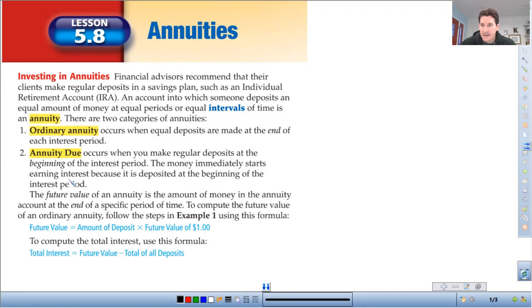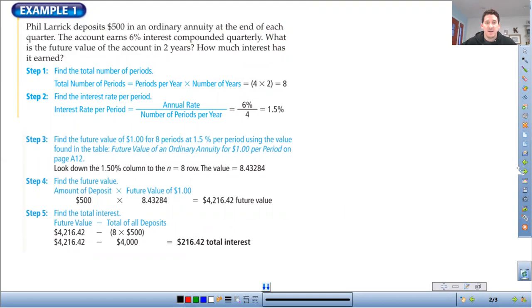It's very similar to compound interest. It's almost the same process to calculate the future value of an annuity as the compound interest tables that we did a couple of days ago. So let's look at an example. This is an example from the book. If you need help, you can pause and read through this to see exactly how to calculate this.